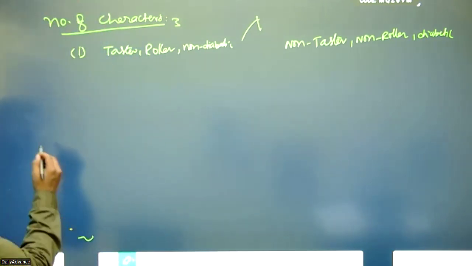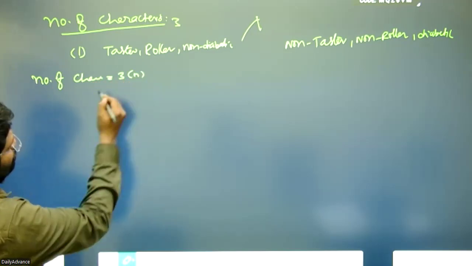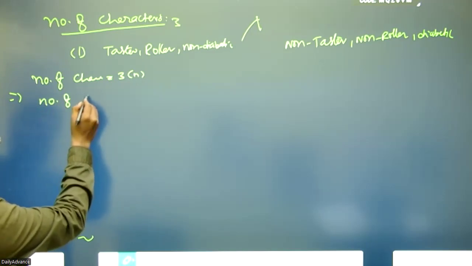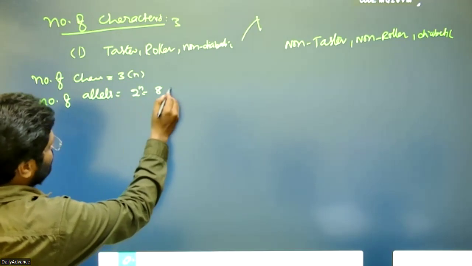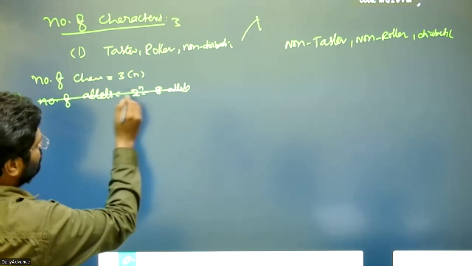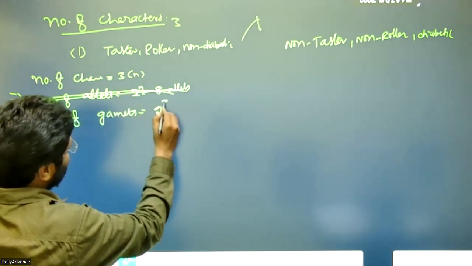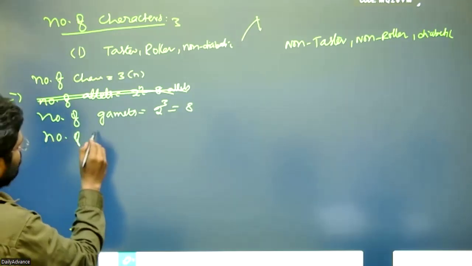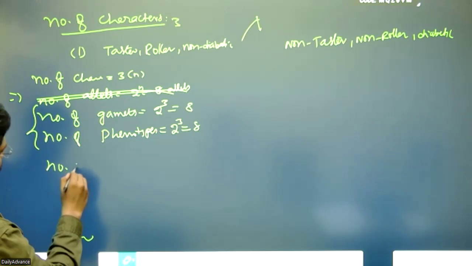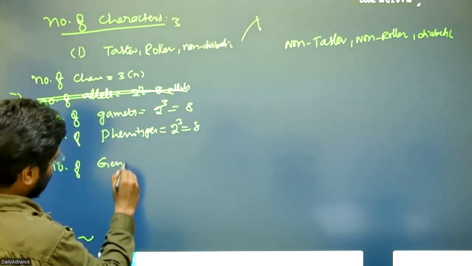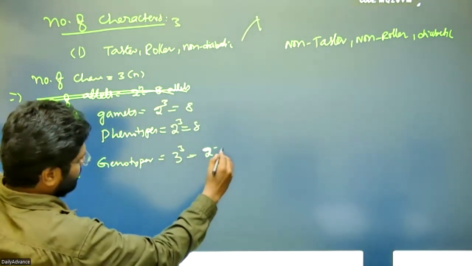So here the number of characters is 3. That is the n value. Number of alleles, if you take 2 power n, is 8 alleles. Alleles we cannot write, it's not required. Number of gametes is 2 power 3, that is 8 gametes. Number of phenotypes is 2 power 3, that is 8. Number of genotypes is 3 power n, that is 3 power 3, 27 genotypes.